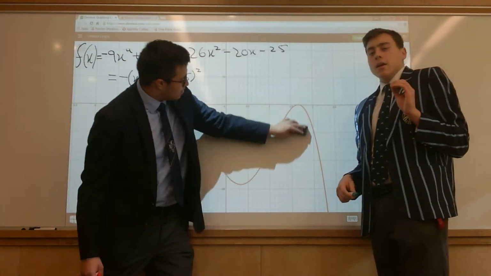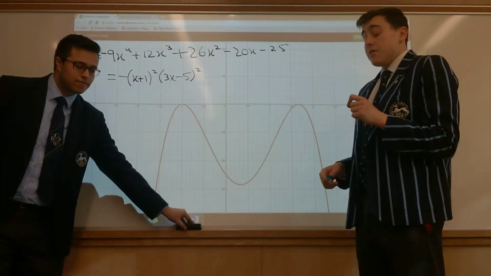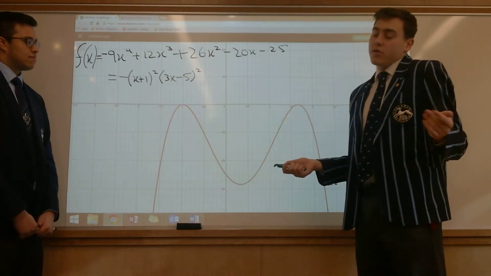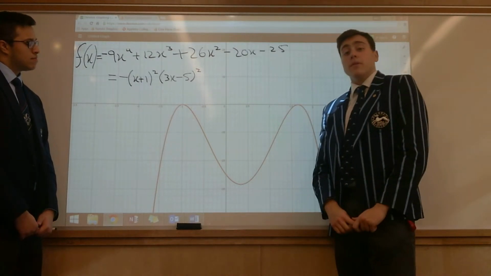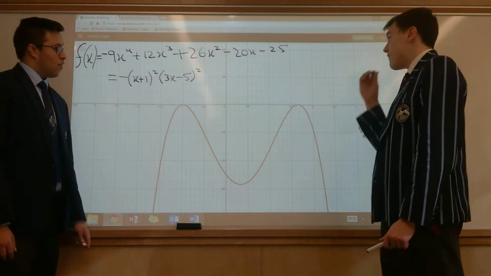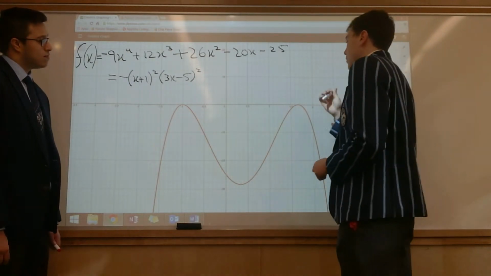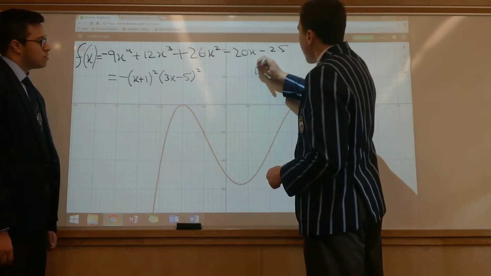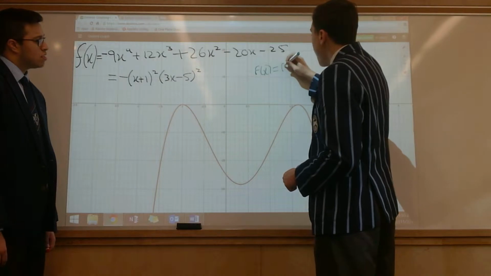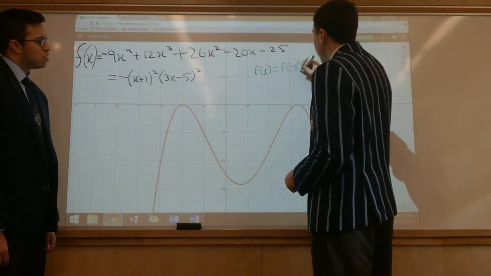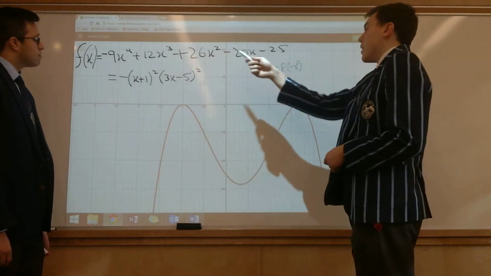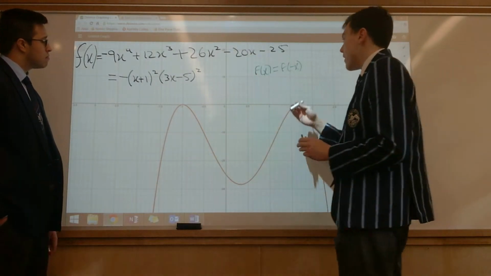Now we're going to be talking about symmetry. As you can probably already tell from our graph, this function does not have any symmetry. But we're going to prove it algebraically. So, for a function to have even symmetry, f of x must equal f of negative x. We already know what f of x is from right here. But what's f of negative x?